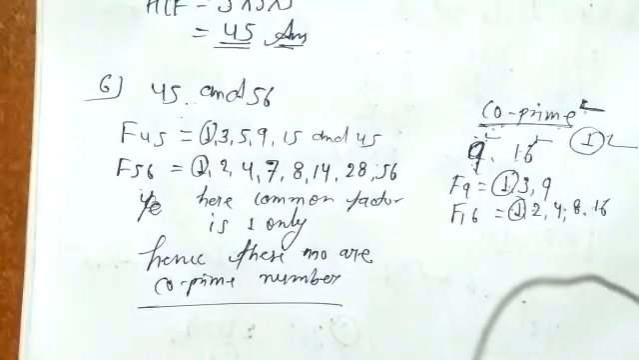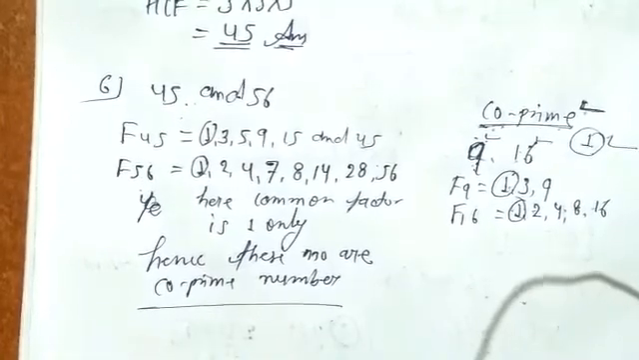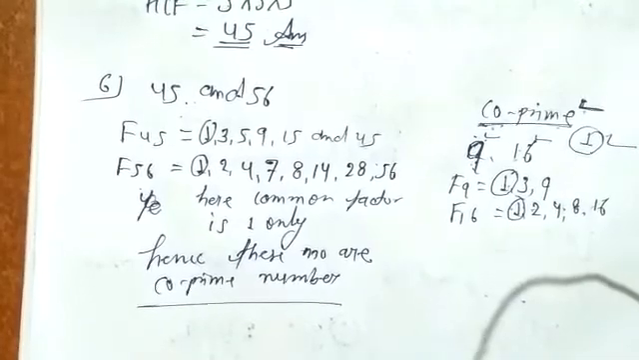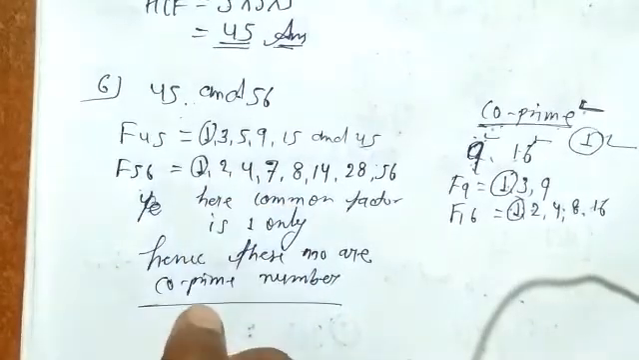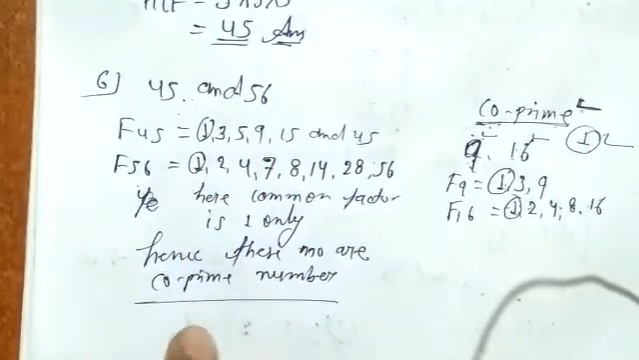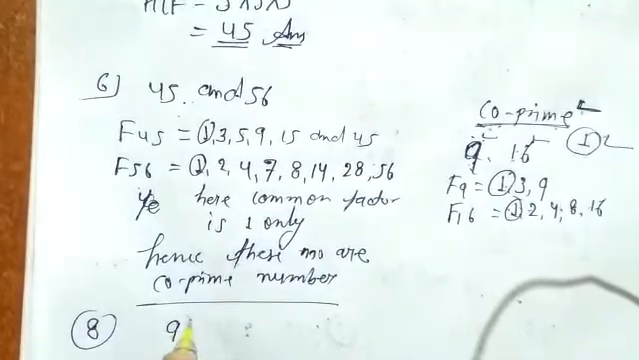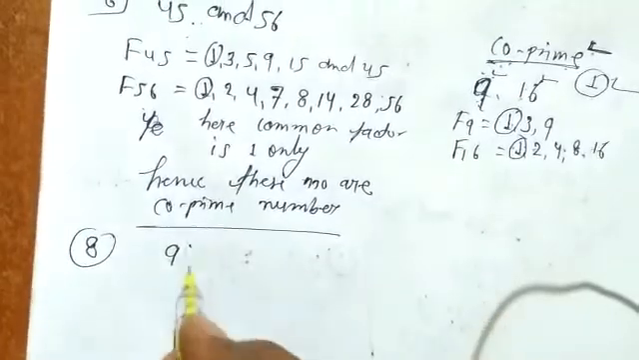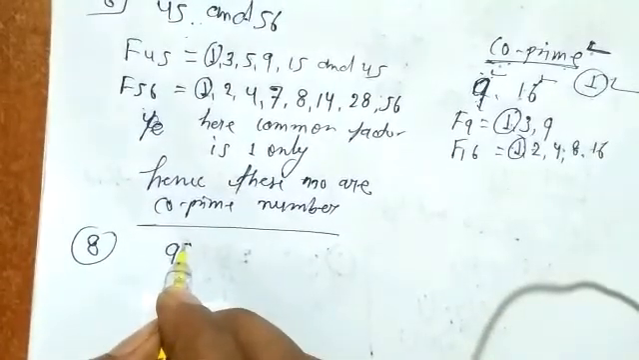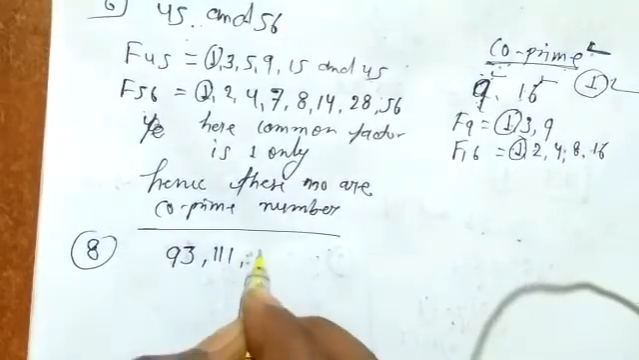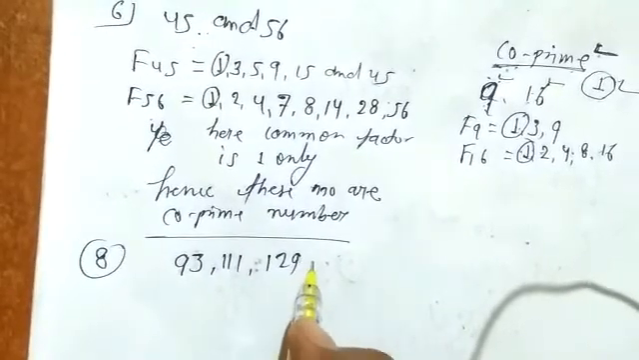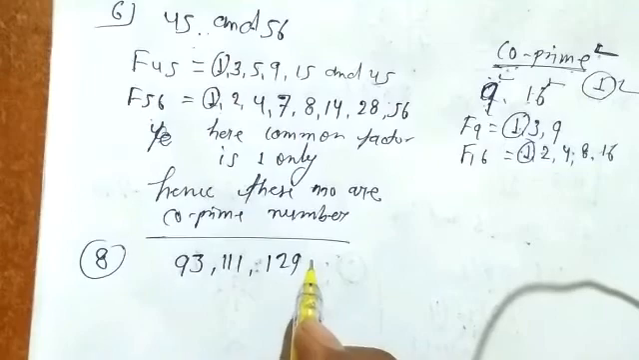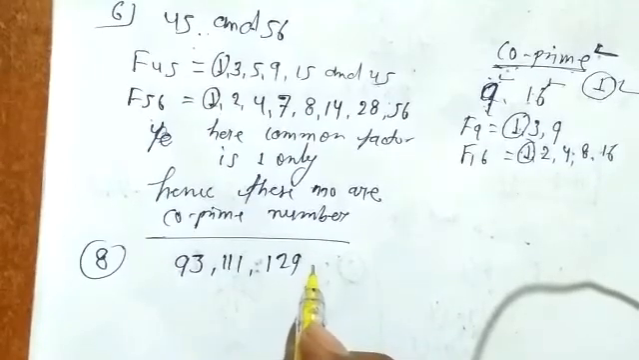The next question, question number 7. Out of 15, 16, 21 and 28, find all pairs of co-prime numbers. It means you will check the 7th question by this method. Question number 8. Find the greatest number that will divide 93, 111 and 129, leaving remainder 3 in each case. Greatest means highest, and highest means HCF. Remainder should be 3 in each case.